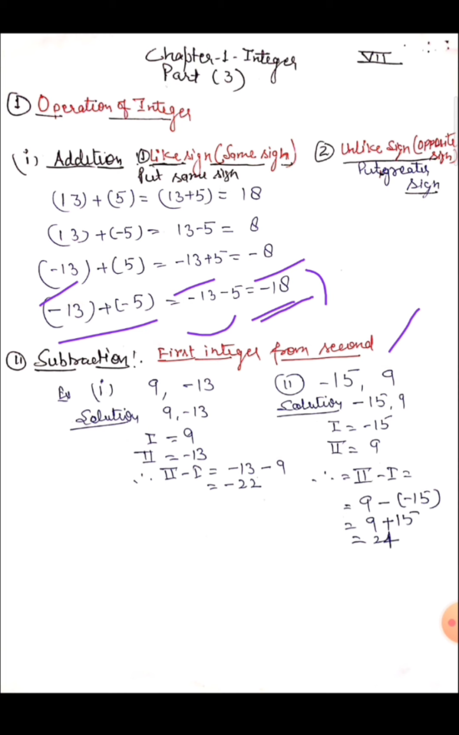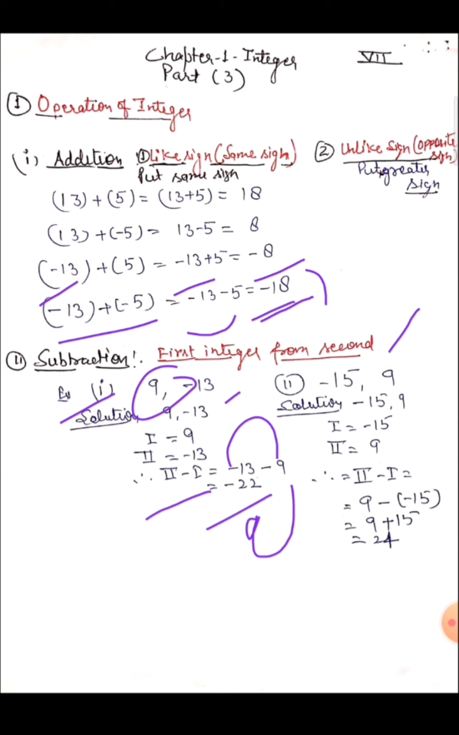Firstly we decide which one is the second integer. In the first example, 9 is the first integer and minus 13 is the second integer. Therefore second minus first, so it is minus 13 minus 9. Then we match the sign. Both are the same sign, and same sign means addition. So we add the numbers, we get 22, and we put the same sign in the answer. The answer will be minus 22.